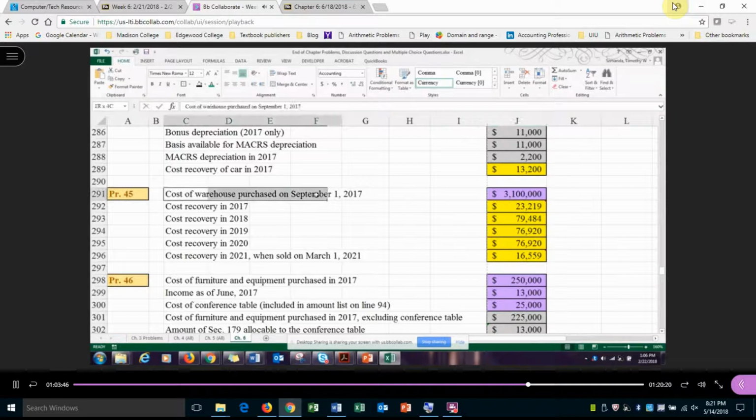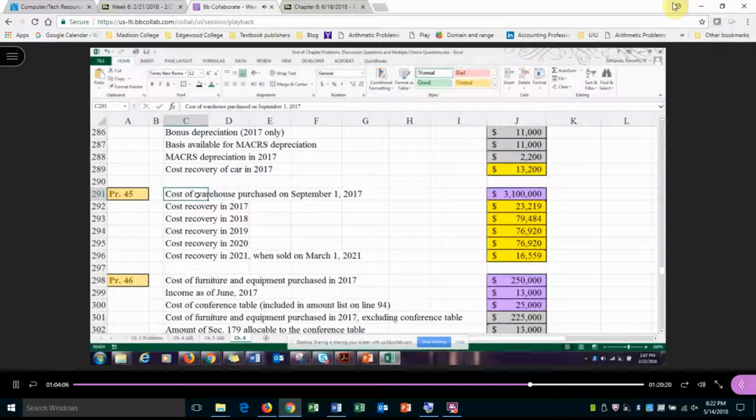This time we're talking about a warehouse. So this is non-residential. The first thing I want to mention is that we're going to use the table on the bottom of page 6-48, table 6A-8, on the bottom of page 648.